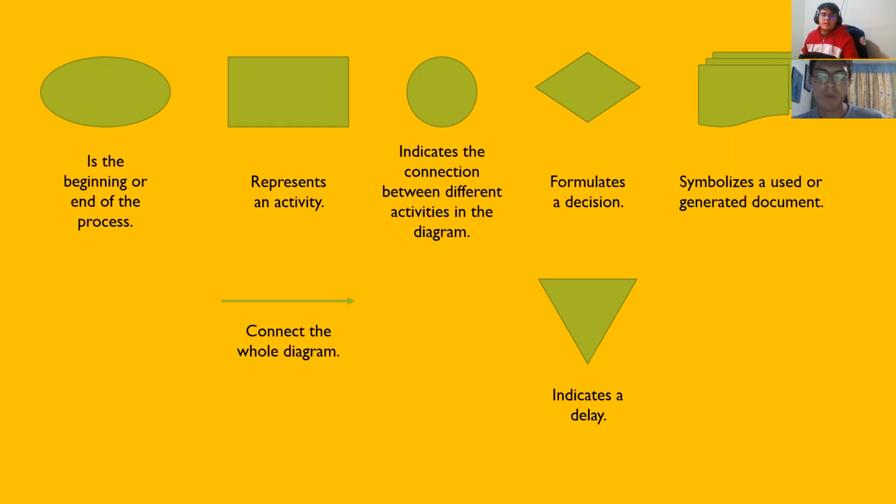The oval is the beginning or the end of the process. The rectangles represent an activity. The rhombus formulates a decision or a question. The incomplete rectangle symbol is used for a generated document. The circle indicates the connections between different activities of the diagram. The triangles indicate a delay. And finally, the arrows connect the whole diagram.